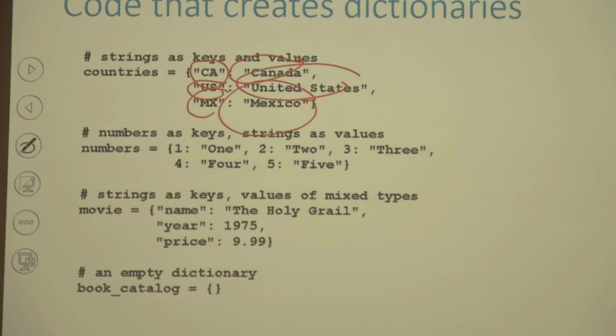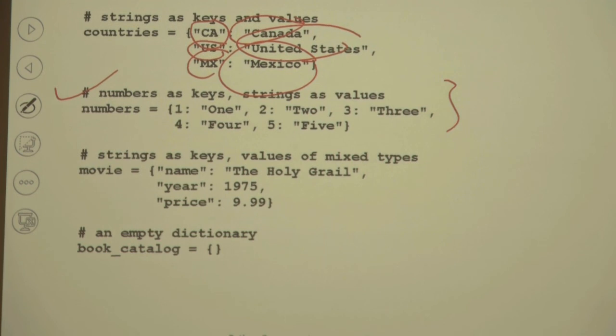So look at the second one in here, if you can see it. Numbers as keys. So in here, I use keys 1, 1, 2, 2, 3, 3. In the third example, we start with keys and values of mixed types. We could have mixed types. So the first key is name, the holy whatever. The year is 1907 and the price is 19.99.